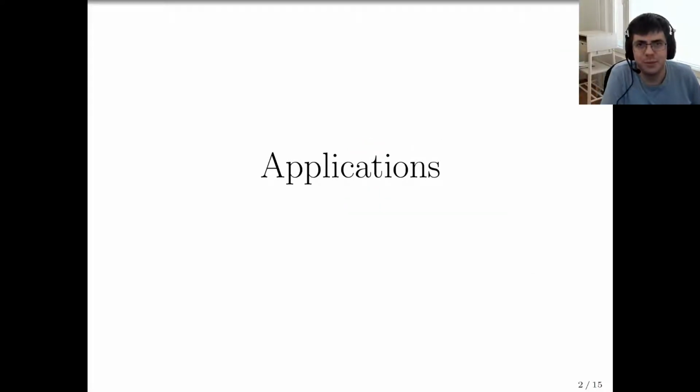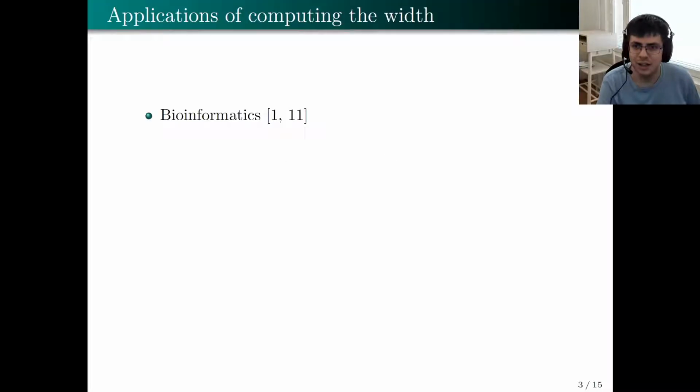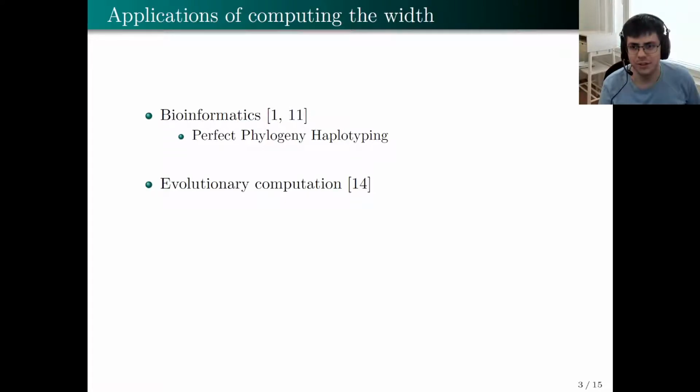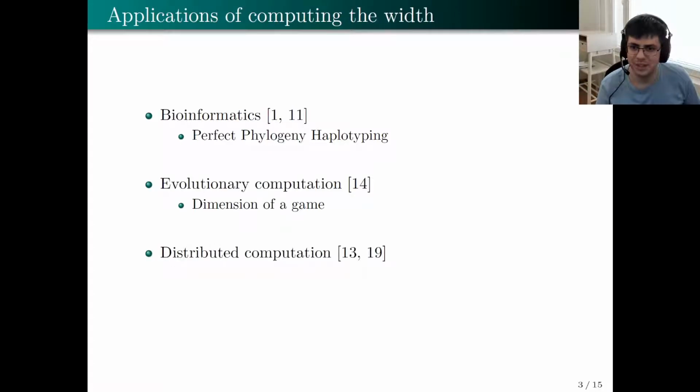Some applications of computing the width of the DAG are in bioinformatics, where, for example, the problem of perfect phylogeny haplotyping is solved by recognizing DAGs of width at most 2. In evolutionary computation, the so-called dimension of a game is computed by computing the width of a DAG formed by the game. In distributed computation, this problem solves a generalization of the mutual exclusion violation.